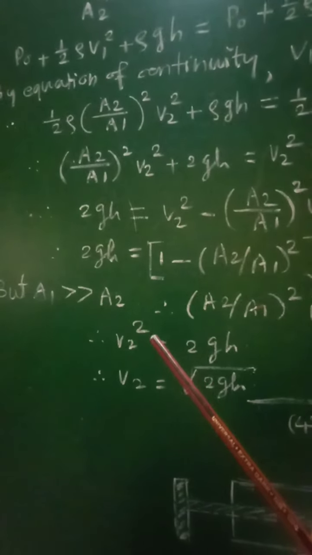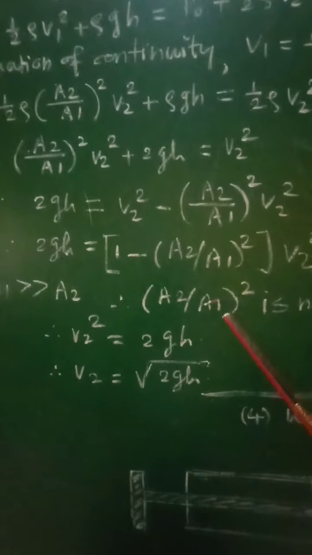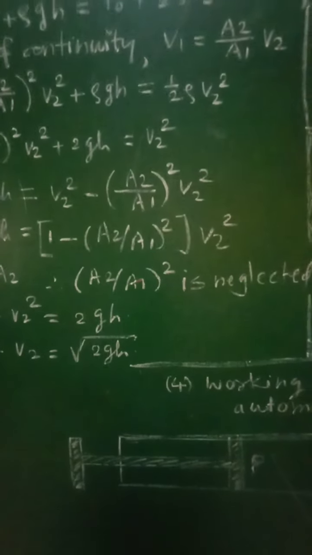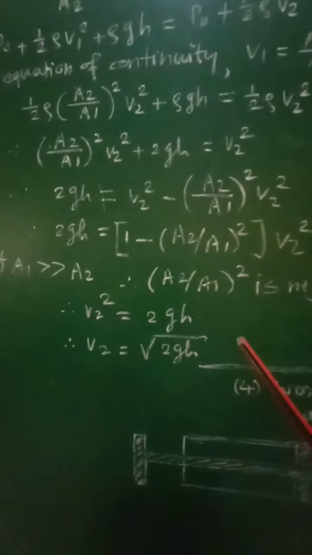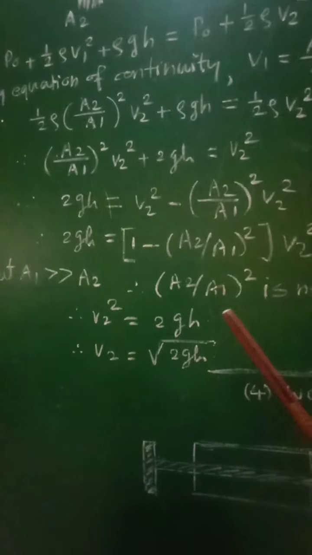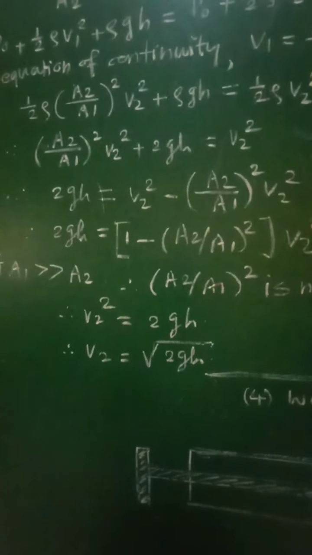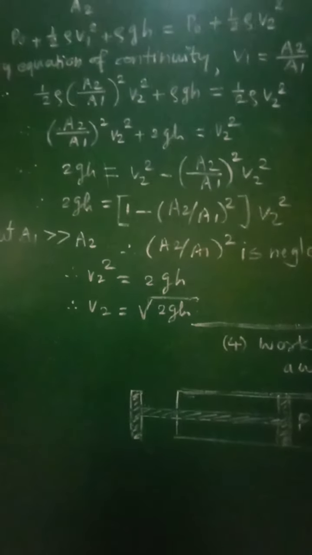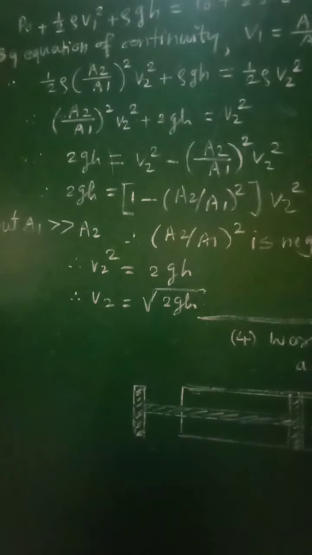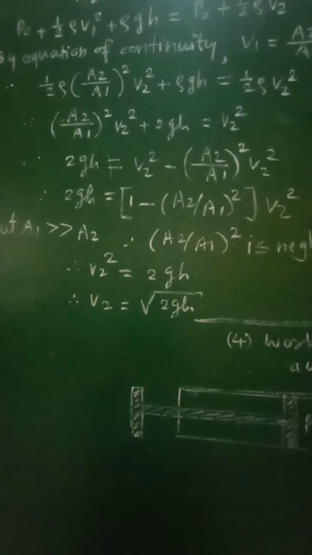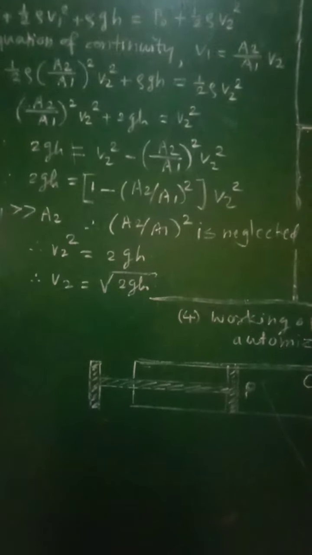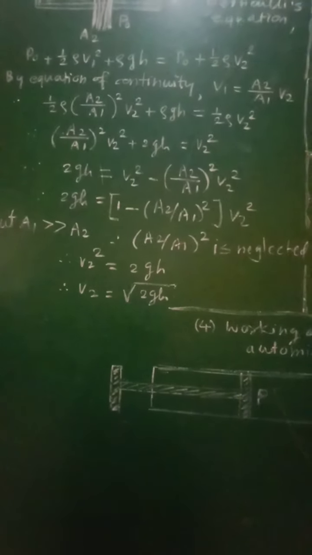But we know that A1 is very large as compared with A2, and therefore (A2 by A1) square will be negligible, and therefore neglecting that, we can write Phi2 square will be equal to 2gh. And therefore taking square root, Phi2 is equal to square root of 2gh. This is the speed similar to that of a freely falling body through any medium. So this will be the velocity of the efflux, that is speed of the efflux.